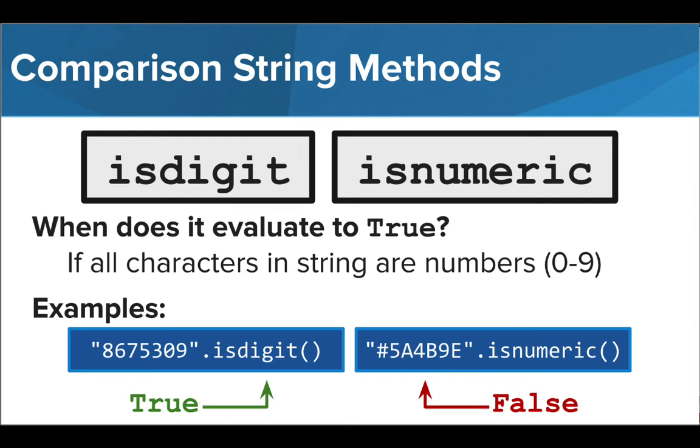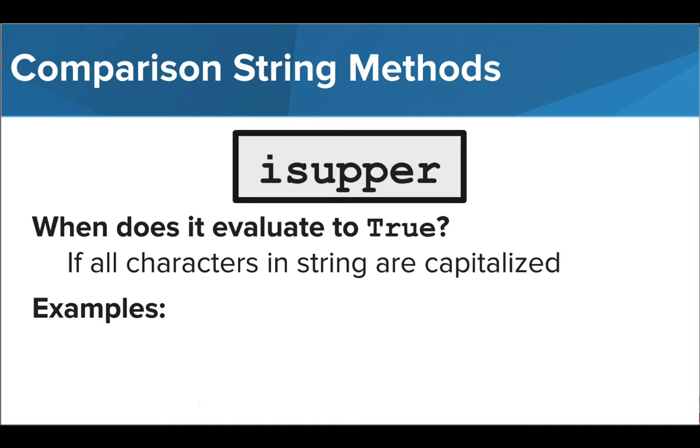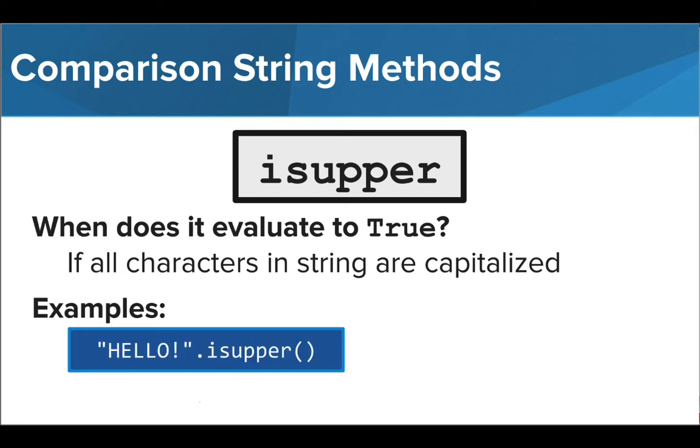The next comparison string method we'll look at is called isUpper. As you would assume, this string method evaluates to true if all of the characters are uppercase. Would this evaluate to true or false? This would evaluate to true since all of the letters in the word hello use uppercase letters.